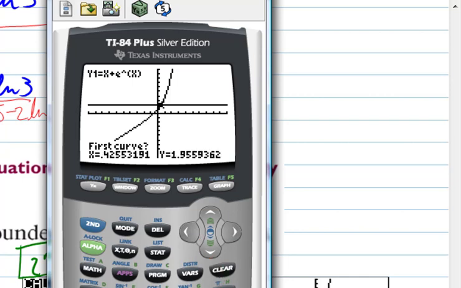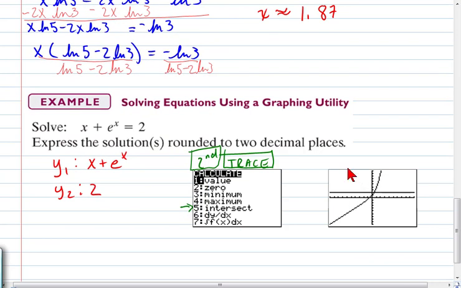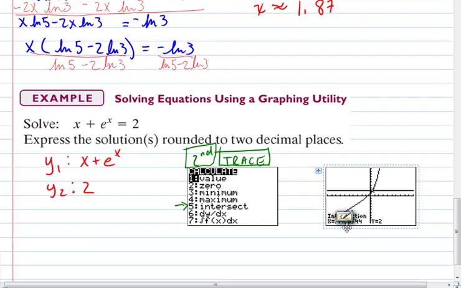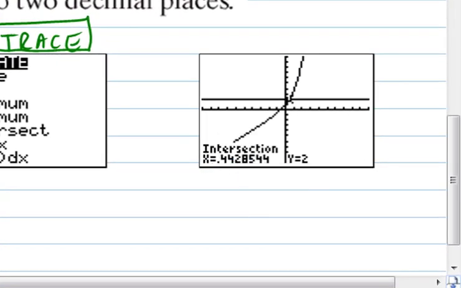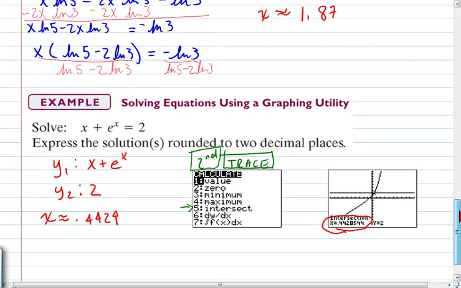So I'm bouncing close to it. Hit enter. And then on the second curve, hit enter. And then it asks for a guess. We don't want that. Hit enter again. And we get this for our intersection. And that's what I actually want to put here. And there we see our decimal approximation for x. So this right here is our decimal approximation for our answer. So right here we'd say x is approximately 0.4429.